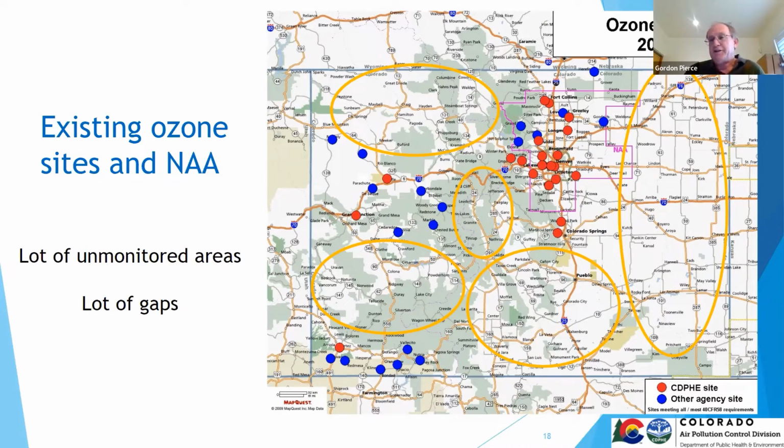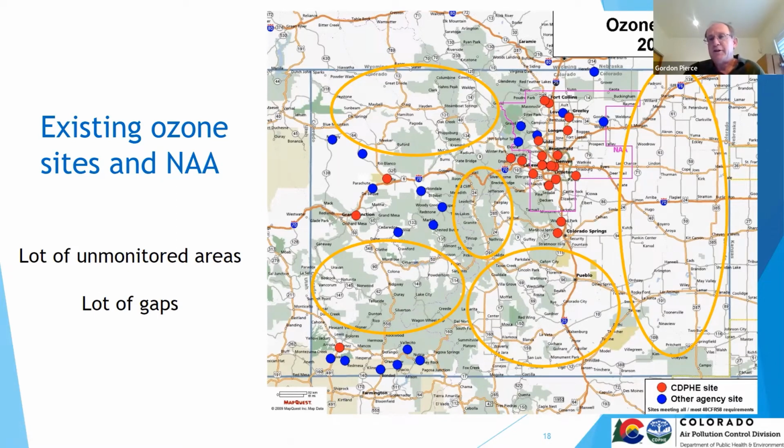And it's not to say we have never had monitoring in a lot of these areas. We have had monitors in a lot of these areas in the past. We haven't necessarily seen any issues, or we just haven't had the resources to keep monitoring in these areas. We are going to be adding a monitor in Pueblo next summer, so that will cover some of the area in the lower center circle.